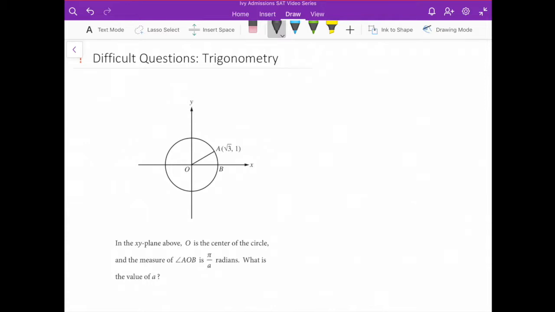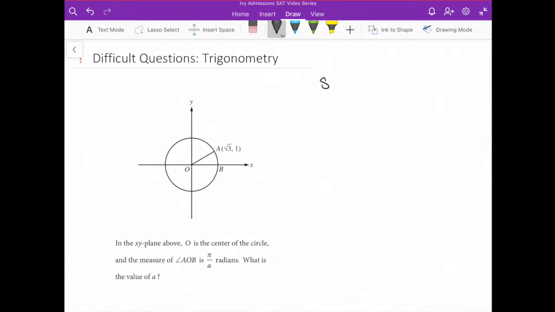So we have this question here. In the xy plane above, O is the center of the circle, and the measure of angle AOB is pi over a radians. What is the value of a? You can pause the video here and find the solution on your own, and then we will discuss some possible ways to tackle this problem.